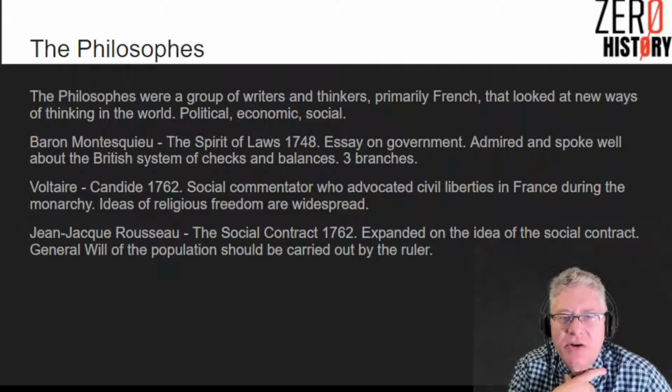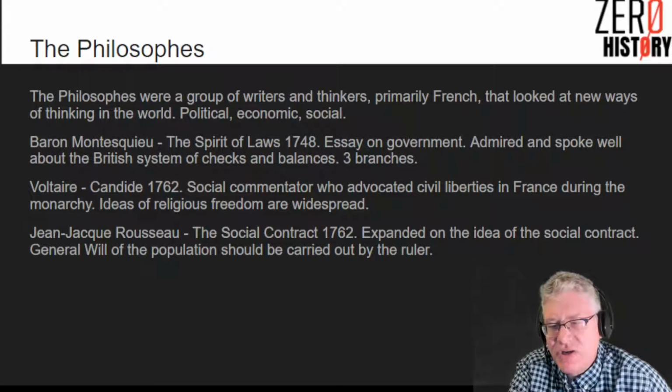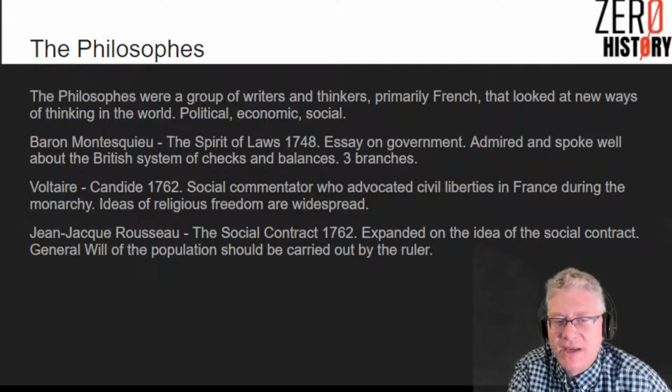He's going to write The Spirit of Laws in 1748, which is an essay on government. He admired and spoke well about the British system, which had these sort of checks and balances, and he's the guy that comes up with this idea of the three branches of government: an executive branch, a legislative branch, and a judicial branch, and that they should have checks on each other. So the presidency can check the Parliament, and the Congress can check the president, etc. That is one of his major ideas.